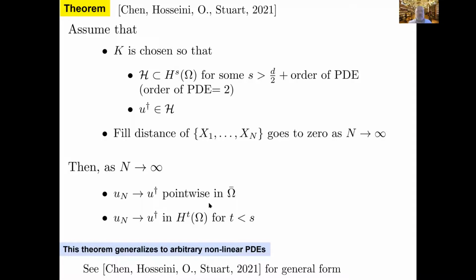So this theorem is essentially saying that the proposed method is guaranteed to converge as the collocation points become dense in the domain, if the kernel k is adapted in the sense that the solution belongs to the RKHS space defined by the kernel k, and that space has enough regularity to be embedded in a Sobolev space containing functions with continuous second-order derivatives. Now, this theorem generalizes to arbitrary nonlinear PDEs, and its general form is described in the following paper.